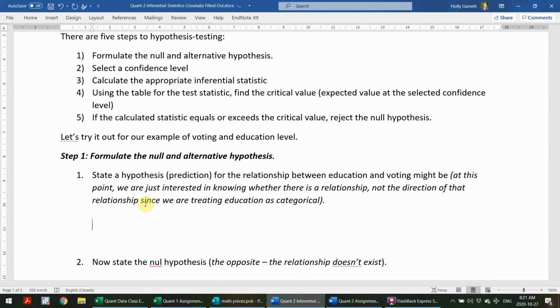But anyway, at this point in time, let's just form our hypothesis as, is there a relationship or is there not a relationship? So I might say there is a relationship between education levels and whether someone goes to vote. There we go. Super specific.